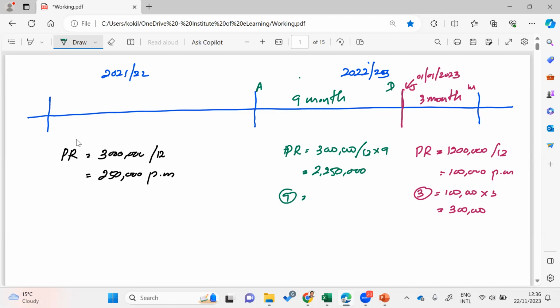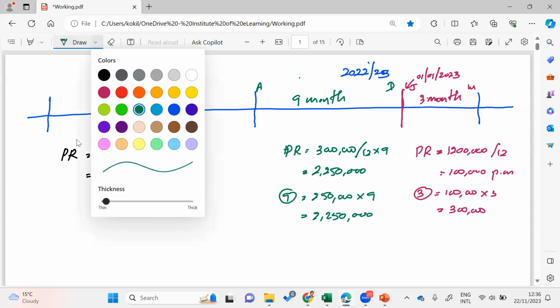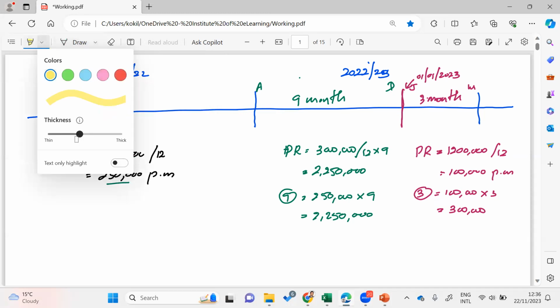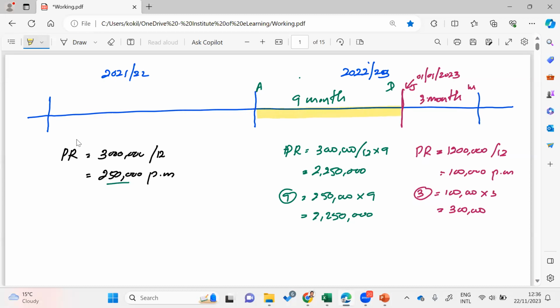Or else you can compute 250,000 multiplied by 9 per month, and you will also get the same answer, 2.25 million, as the 9 month relief. This happened during the year 2023. Therefore, you have to do the calculation for this period separately and for this period separately. You need to divide the computation into two periods in order to get exactly the relevant rates.